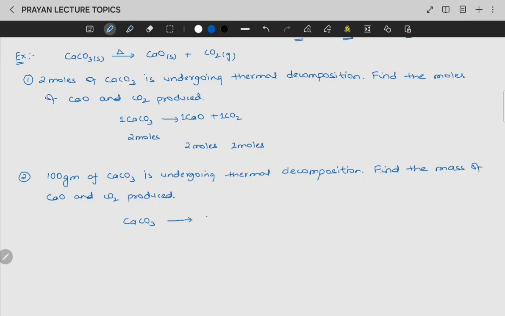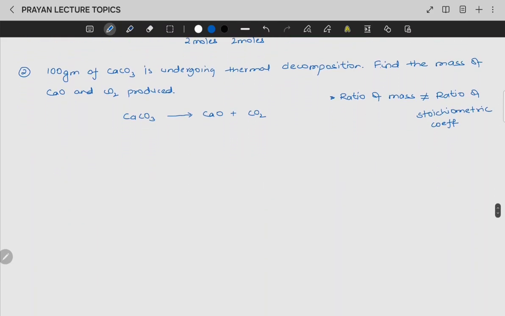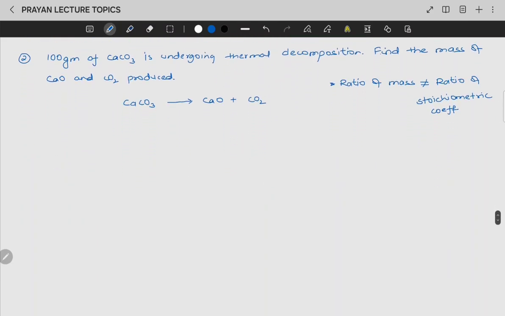So first point, is the ratio of mass the same as the ratio of stoichiometric coefficients? The answer is no. Ratio of mass is not equal to the ratio of stoichiometric coefficients. This point is important. So if they're asking for the mass, how do we relate this? The first thing will be to convert mass into moles. We can relate the number of moles by the stoichiometry.